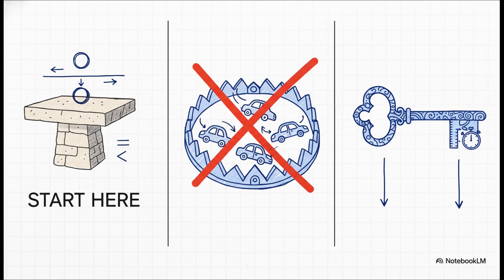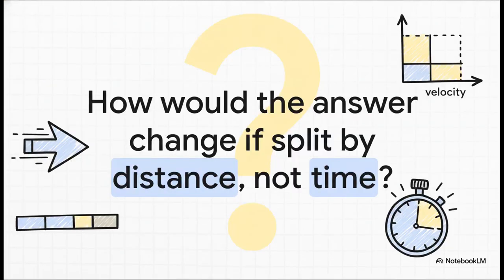And three, and this was the key to this problem, you have to pay super close attention to how each part of a journey is defined. Was it split by distance, or was it split by time? That detail changes everything.